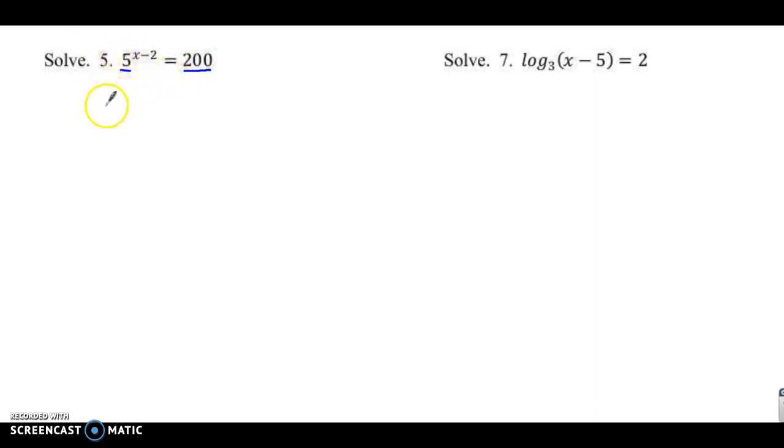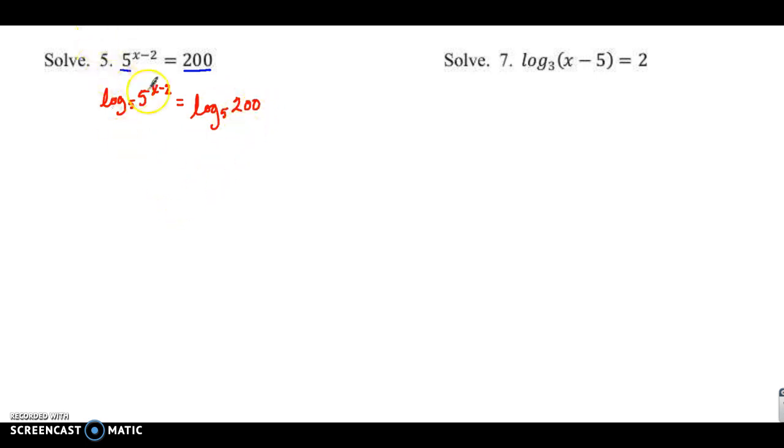So on the left, if I log the left side, I'm going to have log, and I can choose whatever base I want. I'm going to choose base 5 because the base with my exponent is a 5. So that will be log base 5 of 5 to the x minus 2 equals log base 5. Have to keep the same base. Whatever log you add on the left side, you have to do the same one on the right. So that will be log base 5 of 200.